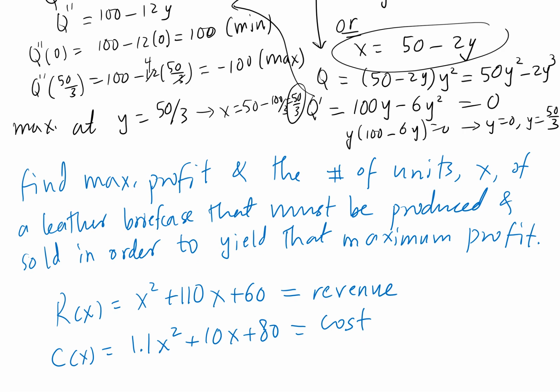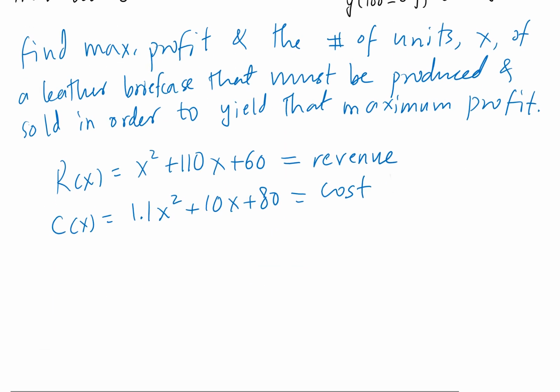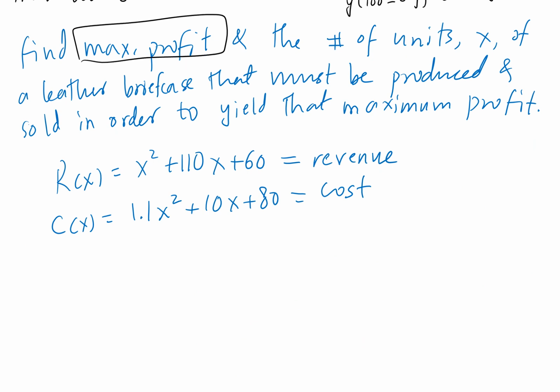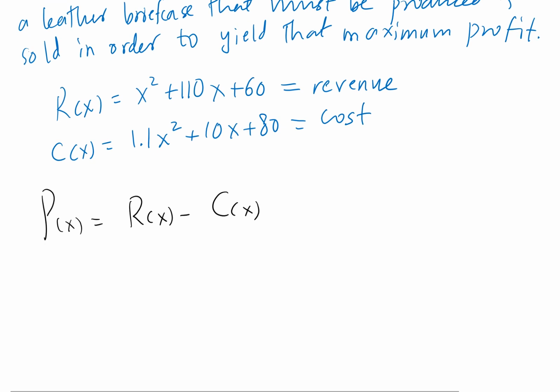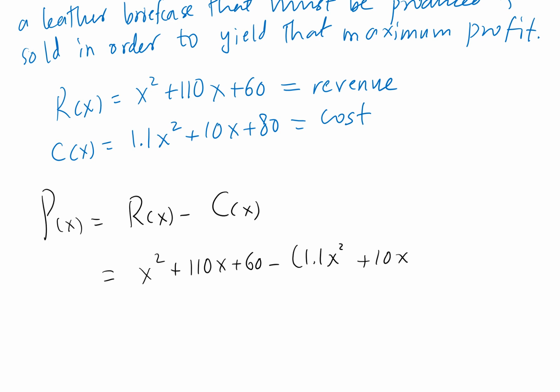Next one. For this example here, we would like to maximize the profit. To do so, we need to find an expression for the profit. Capital P of x, remember profit is revenue minus cost. Revenue is given, minus the cost, which is 1.1x squared plus 10x plus 80. We need to multiply the negative sign in.